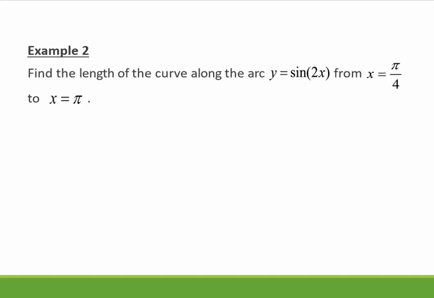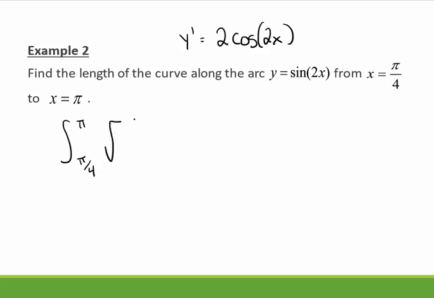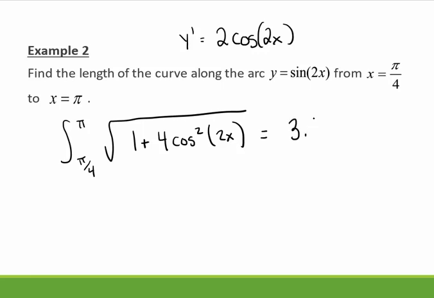Okay, next example. Let's find y prime. Don't forget your chain rule, 2 cosine 2x. So I'm finding the integral from pi over 4 to pi of the square root of 1 plus this thing squared, 4 cosine squared 2x. And again, just type that in your calculator, and we get 3.953.